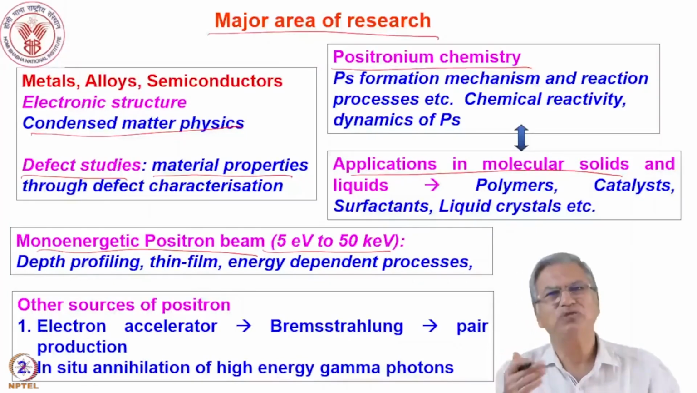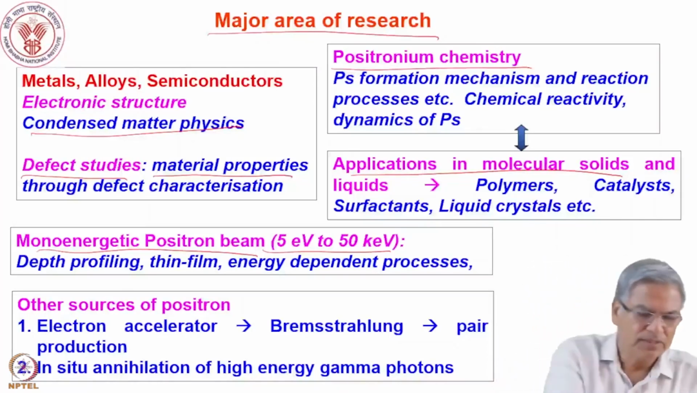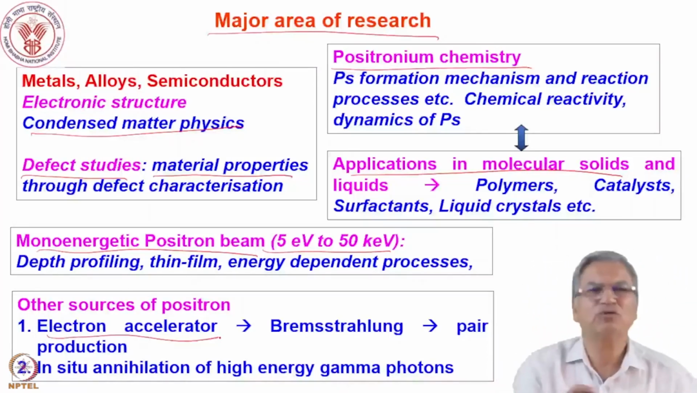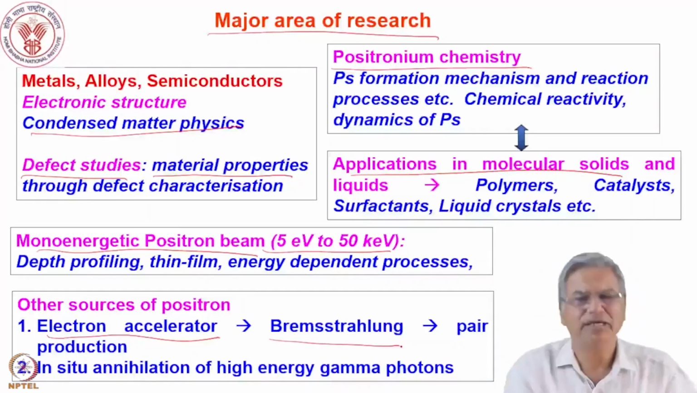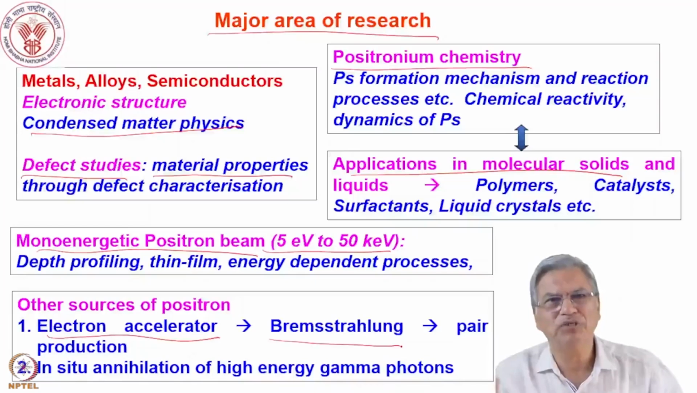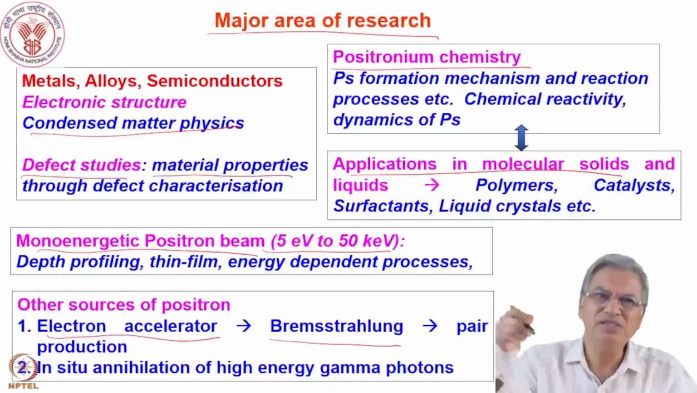It is not that you have only sodium-22 as a source of positrons. You can have copper-64 in a reactor, or you can have positrons from an electron accelerator. You can stop the electrons in a high-Z material, produce bremsstrahlung, and that bremsstrahlung upon pair production will give you positrons. Or you can have positrons generated in situ.